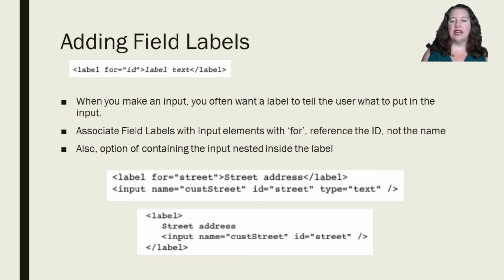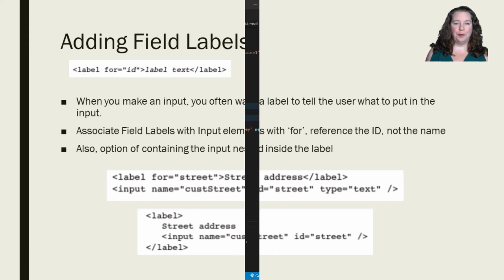And you're going to see how we're going to assign a label. We're going to tell it for as one of its attributes and give it the ID name of the item that it's for. So in the example here, we have street address. So it is for the ID of street. That input is what it's going to reference. You can also choose to put the input inside of a label tag. So you can put a label tag completely separate and use the for, or you can just put text and put label around it, and it'll know that it's the label that goes with it. The example we're going to do is the for, but the other one works just as well.